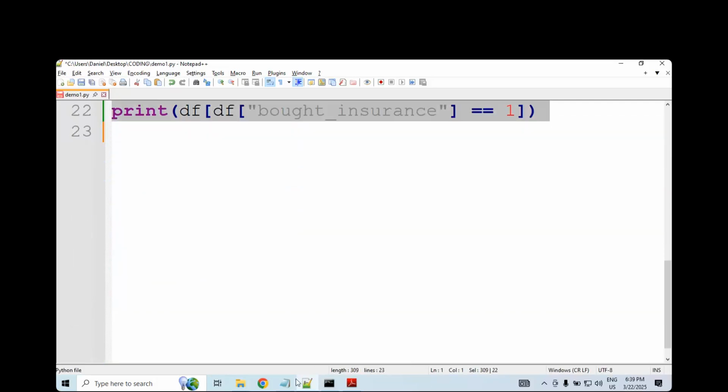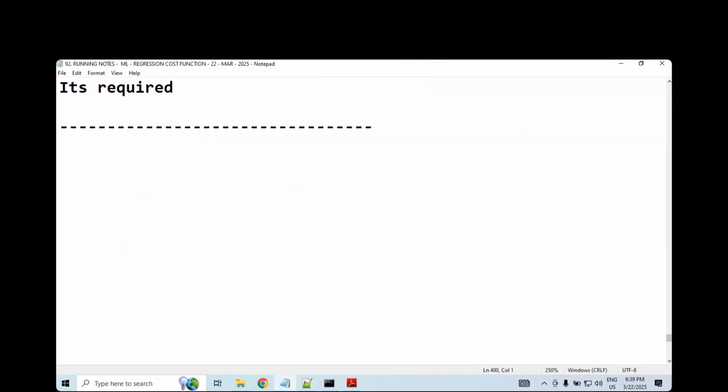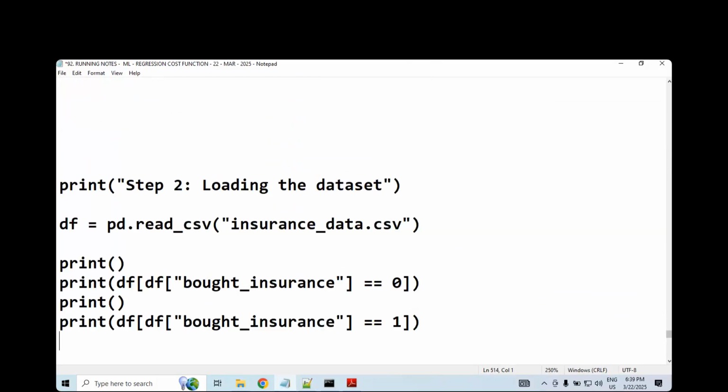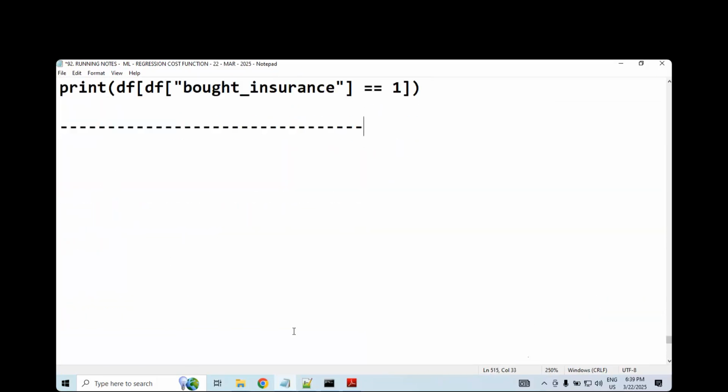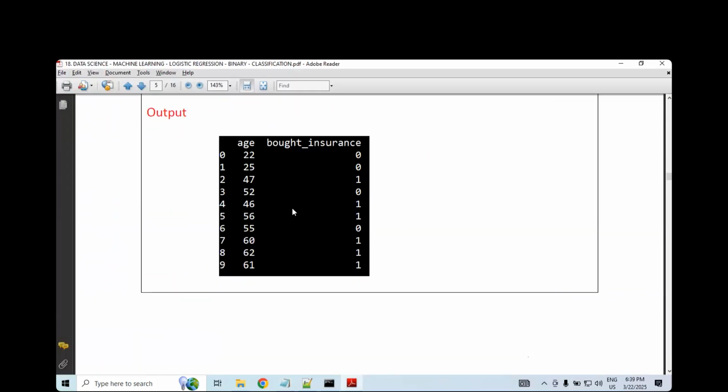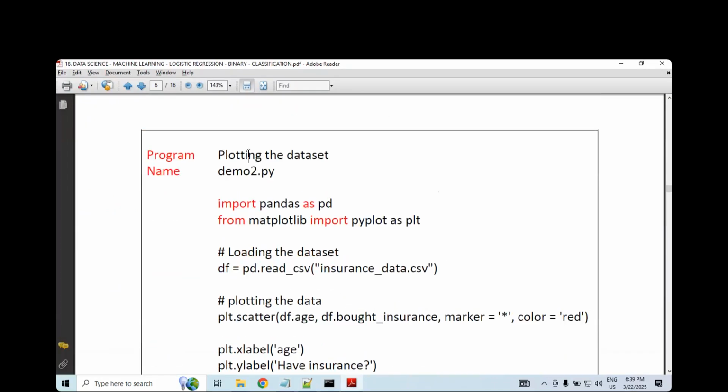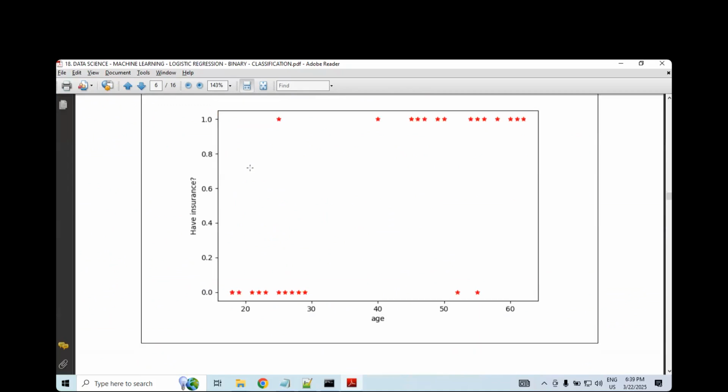You can take this. Step number 1, steps from 1 to 2: loading the data set, data preparation. Plotting the data. Okay, let us plot the data. The moment you are plotting the data, on the x-axis I am taking ages, on the y-axis I am taking whether they have taken insurance or not. X-axis values 20, 30, 40, 50, 60.